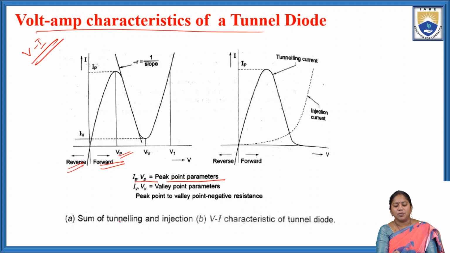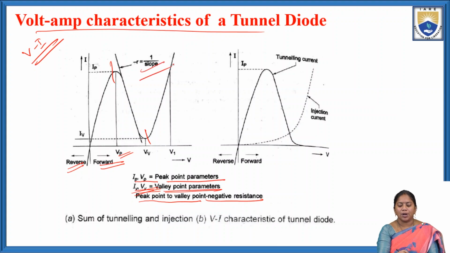Here IP means peak current, VP means peak voltage, and IV, VV are the valley point parameters. Two regions are observed: one is the peak, the second one is the valley. IP and VP represent the peak current and peak voltage, and VV and IV are the valley point parameters. From the peak point to the valley point is the negative resistance region. Here the resistance will be negative.